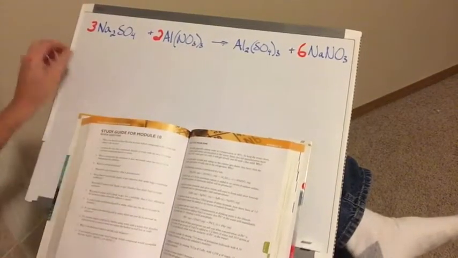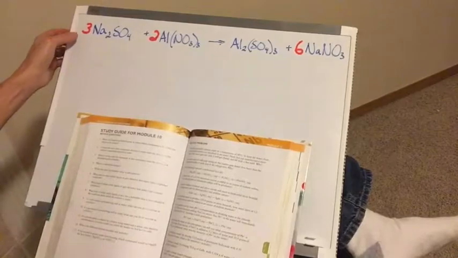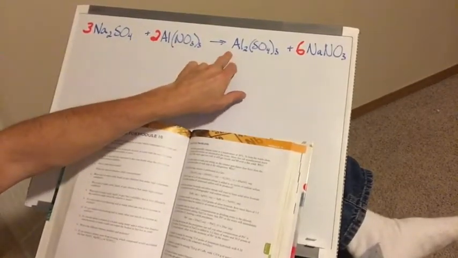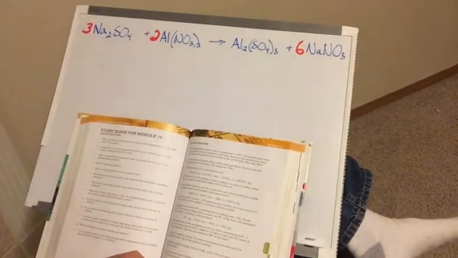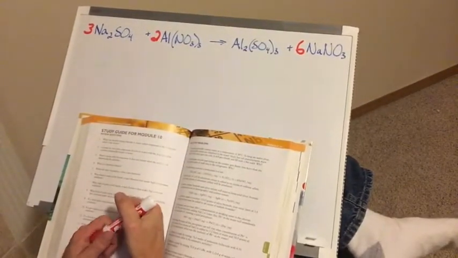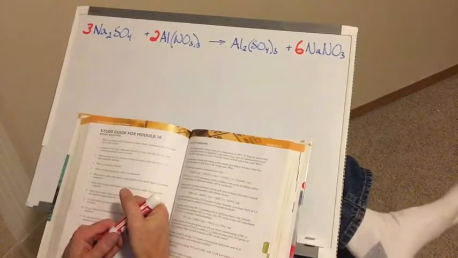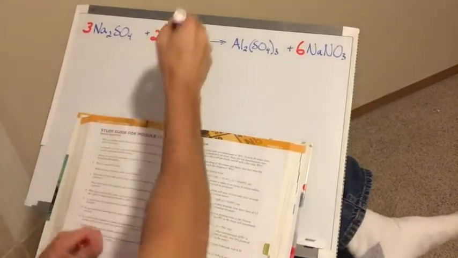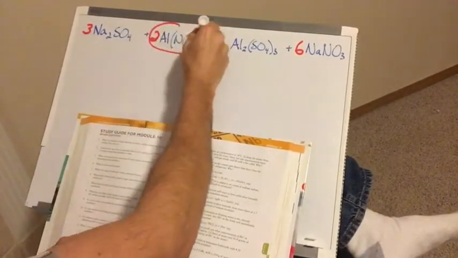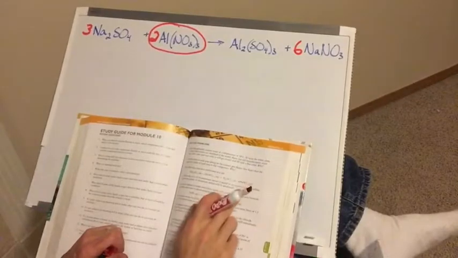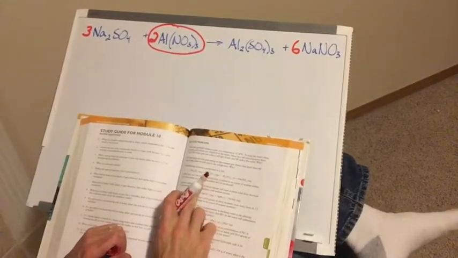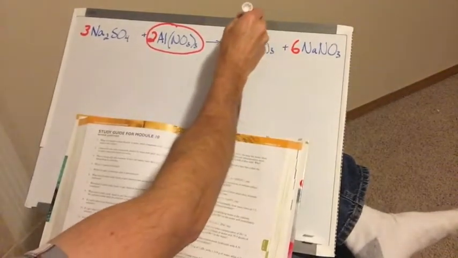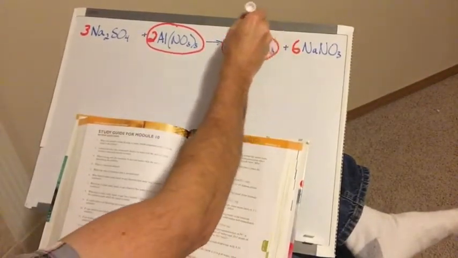But what I did write in red, because it's going to be important to see this, are the stoichiometric coefficients. 3, 2, there's 1 there because nothing's written, and 6 over there. So the things that we have to think about is the aluminum nitrate, which is this stuff here, and at the end of our question, it asks us how many grams of aluminum sulfate. So we're looking at aluminum nitrate and aluminum sulfate.